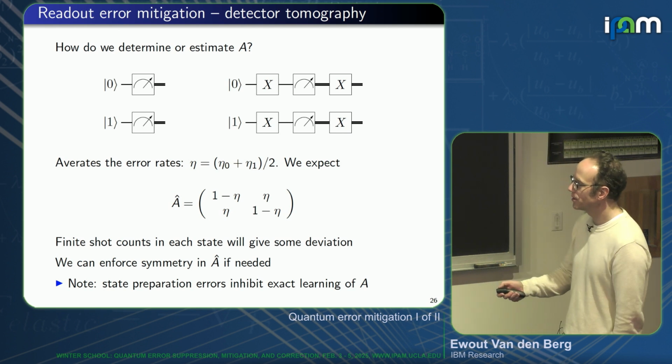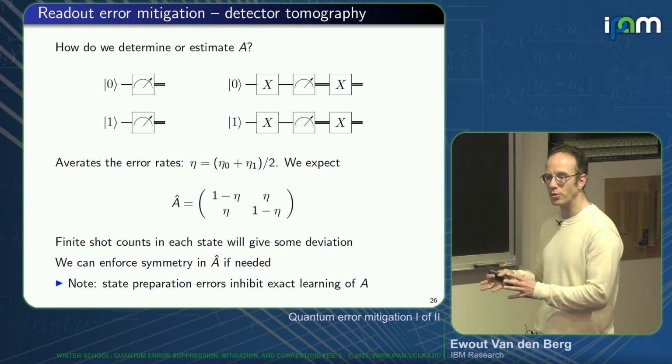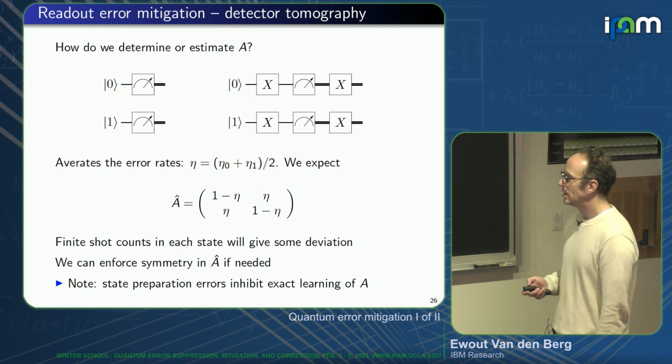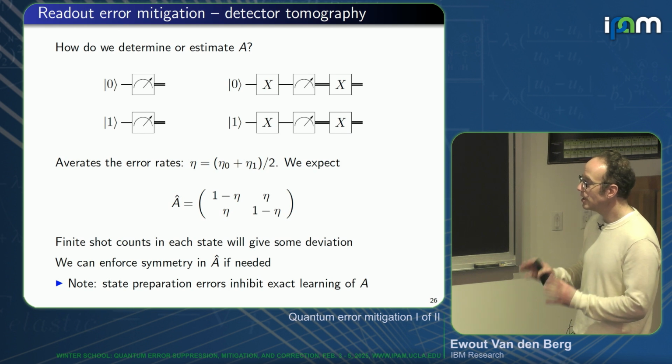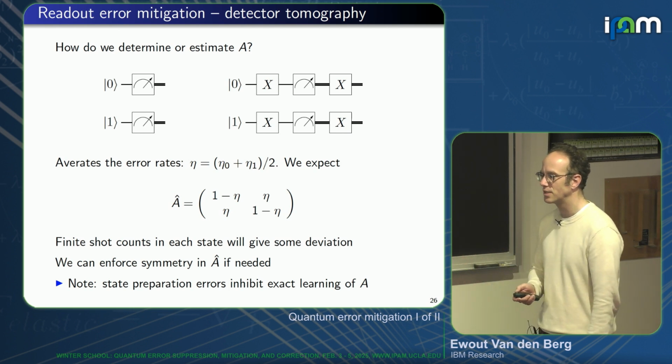And that will average the terms, so it'll make it symmetric. Of course, if you do this empirically, there will still be some residual, so you can just enforce symmetry in that case. You just symmetrize the matrix. And as you mentioned, right, the state preparation error inhibits learning A exactly. It will be part of this matrix.